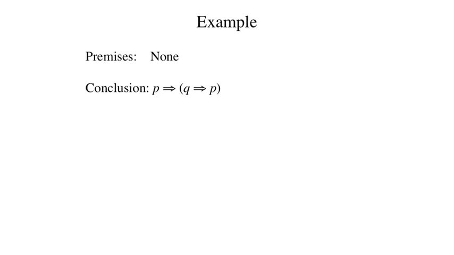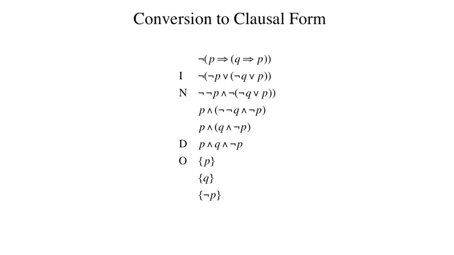Here's another example, this time illustrating the way in which we can use resolution to prove valid sentences. Let's say that we have no premises at all, and we want to prove P implies Q implies P, which is an instance of the implication creation axiom schema we saw earlier. The first step is to negate this sentence and convert to clausal form. Here's a trace of the conversion process.